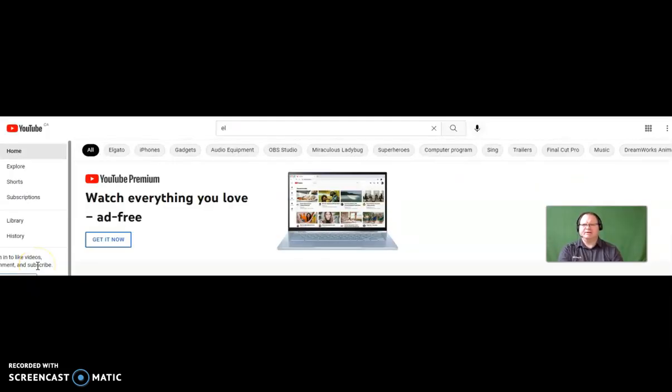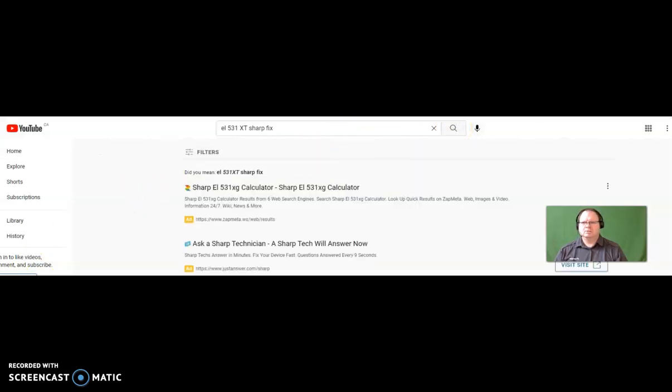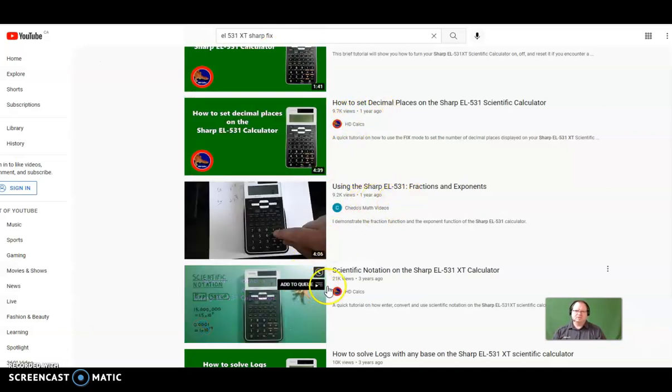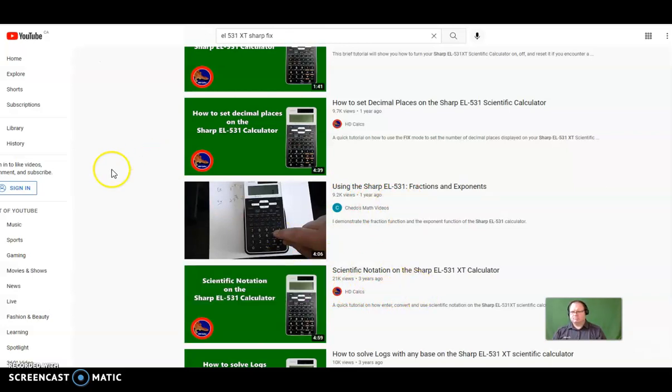So if you want to put your calculator into stats mode or scientific notation or fixed notation, so telling it how many decimal places to use, you're just going to go to YouTube and put in the model and make of the calculator and what you want it to do, whether it's change the mode or put it into fixed notation, and you're just going to click search. And if we look at YouTube, there's a lot of different things. So how to set a decimal place using the Sharp, fractions and exponents, Sharp notation. Excellent. All right, it's all there. Most of the functions have already been uploaded into YouTube.